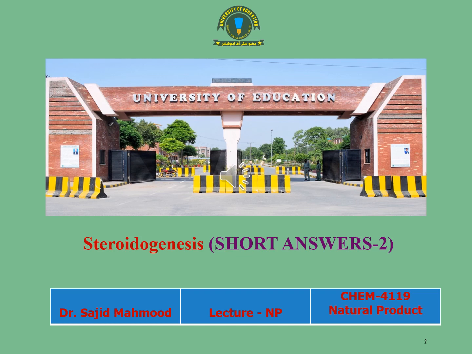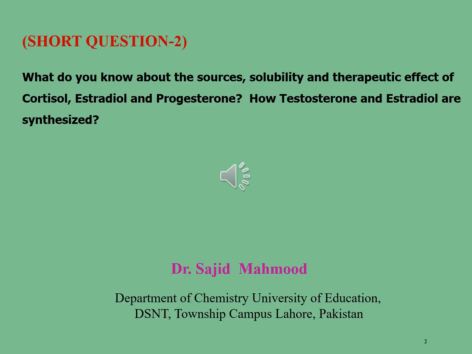Today we are talking about steroidogenesis and some structures of common steroids, in which we will discuss the short question answers, which is relevant to the course of natural products, that is Chem 4119. Let's see the short question number 2.